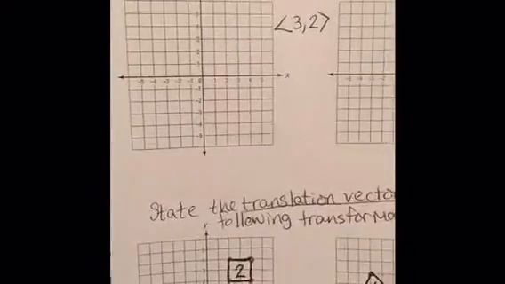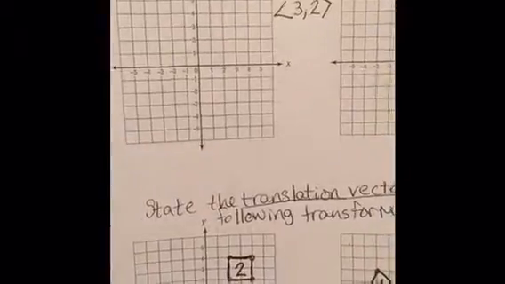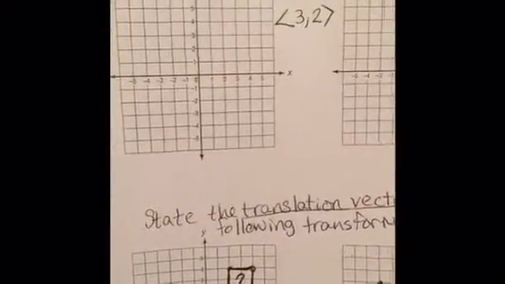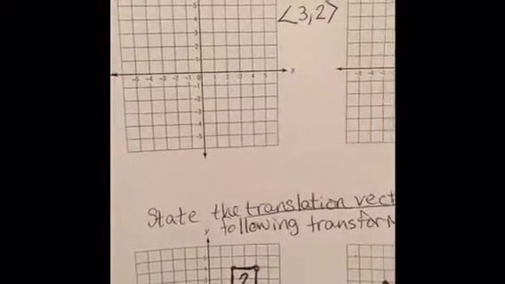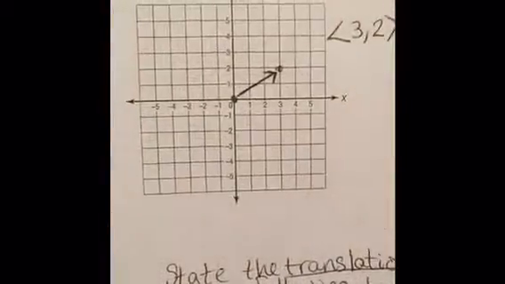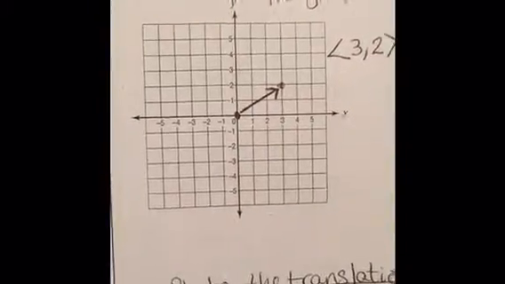I just want you to take a moment and graph the vector that you see on the paper. That is vector 3, 2. Again, graph the vector that you see on the paper. All right, here is the vector. As you can see, I graphed it for you.